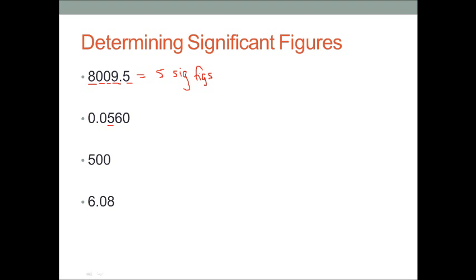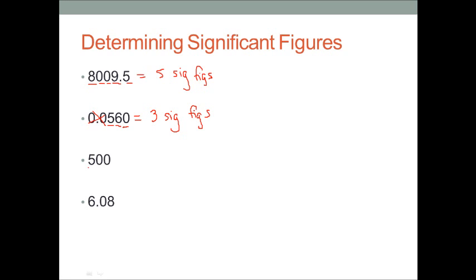Example 2. 5 and 6 both are significant, according to Rule 1. 0 follows a 1 through 9 number, so it is also significant, according to Rule 3. And the first two zeros here, 0.0, are placeholders, according to Rule 4. They do not follow a 1 through 9 number. So this number has 3 sig figs.